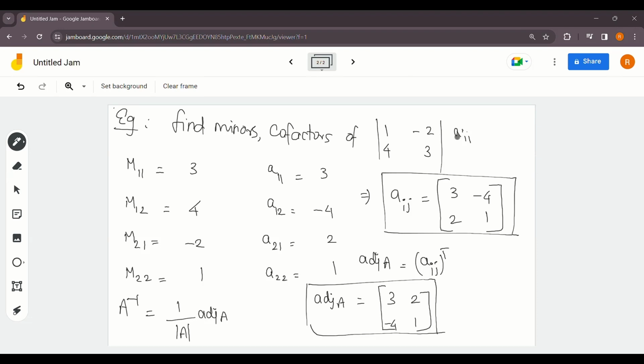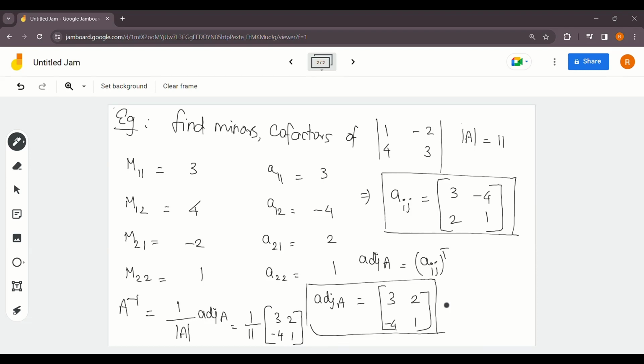I'll erase this and write it again. So now if you find the determinant of A, you will get 3 plus 8, which is 11. So determinant of A gives you 11. So it is 1 by 11 of this value, 3, 2, minus 4 and 1.